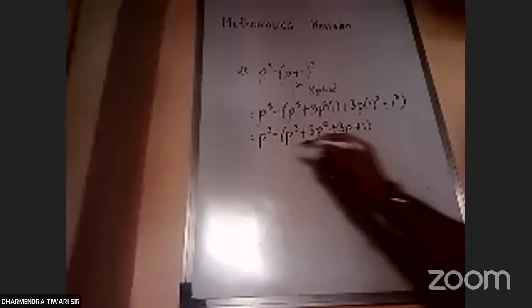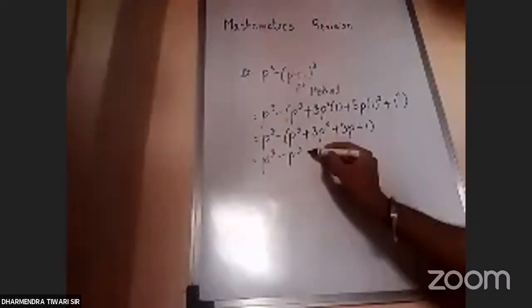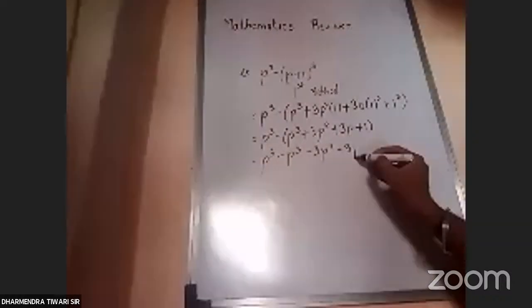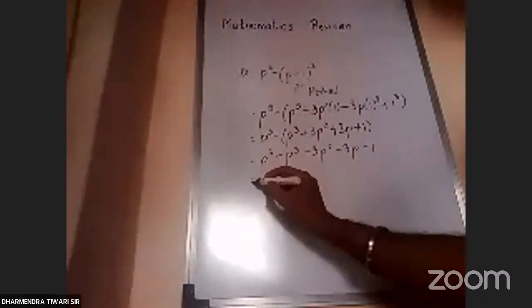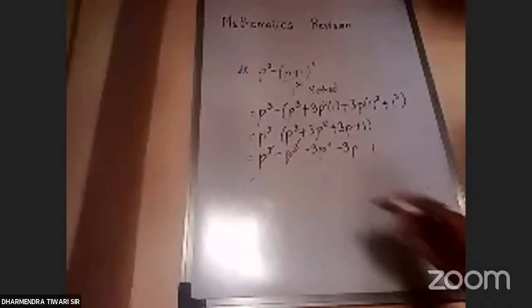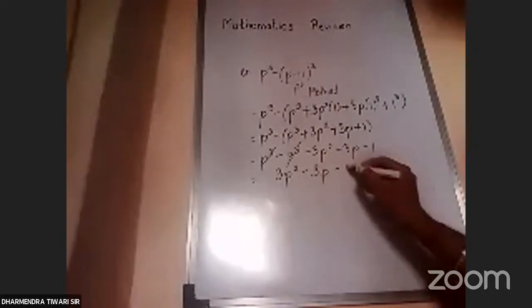After opening a bracket, what do you get? p cube minus p cube minus 3p square minus 3p minus 1. As I've told you, we were having a subtraction sign outside the bracket, then after opening a bracket, each and every sign will take its opposite form. So plus p cube, minus p cube gets cancelled, leaving minus 3p square minus 3p minus 1.